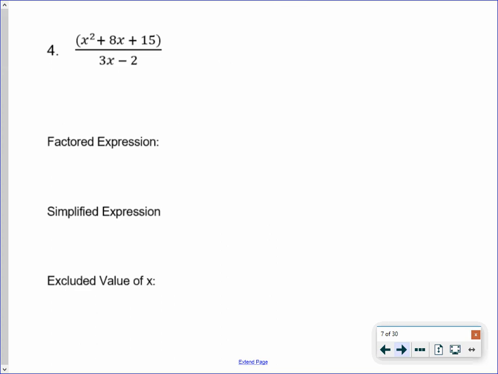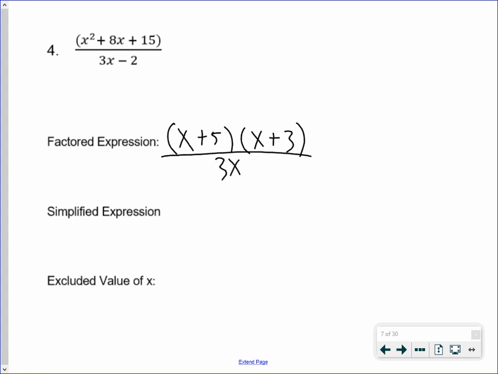Now for number 4, it's going to be the last example so far. So we need to figure out our factored expression. So we're going to factor out the top and the bottom. For the top, we have x squared plus 8x plus 15. That's simply going to factor out into x plus 5 times x plus 3. 5 times 3 is 15, and 5 plus 3 is 8. That's going to be all over 3x minus 2.